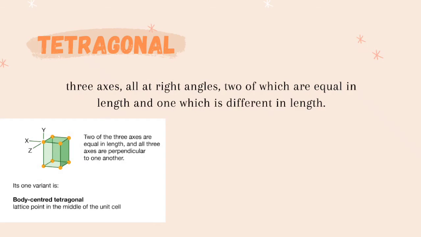Tetragonal system. In this crystal system, there are 3 axes, all at right angles, 2 of which are equal in length and 1 which is different in length. In another definition, 2 of the 3 axes are equal in length, and all 3 axes are perpendicular to one another. This crystal system is based on a rectangular inner structure.